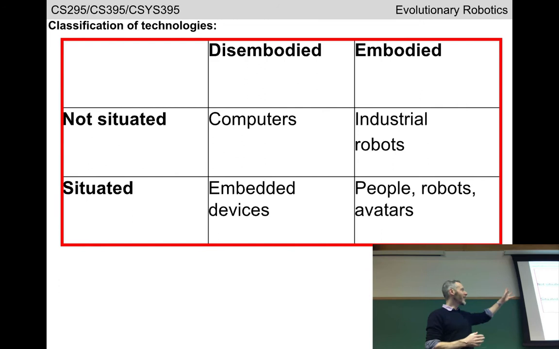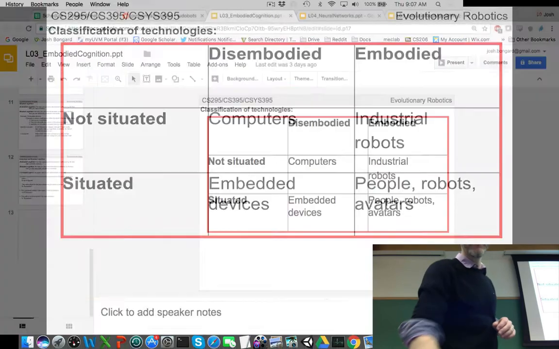But obviously it's not an ideal situation. If you have a body and you're impacting the world and you can't sense the repercussions of those actions, not a good situation to be in. Okay, hopefully this table helps you remember the difference between embodiment and situatedness. Okay, any questions about that before we move on to lecture 4?